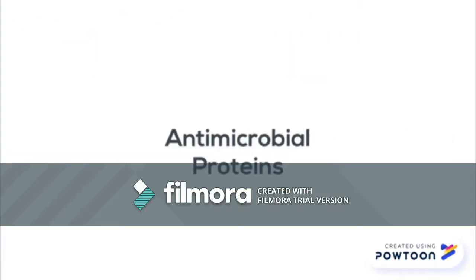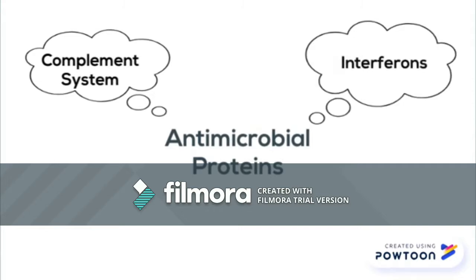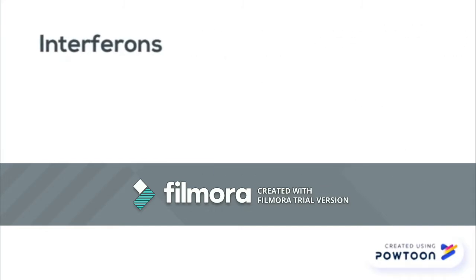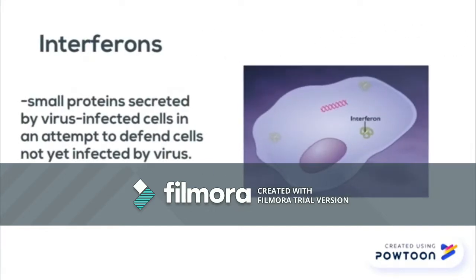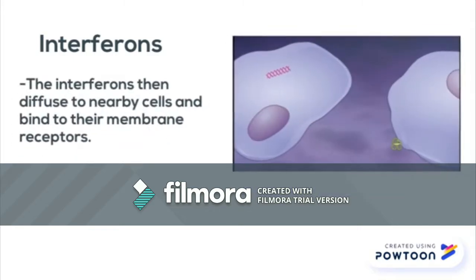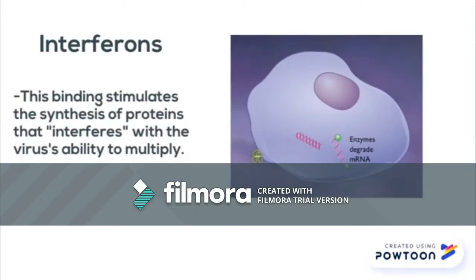Antimicrobial proteins include the complement system and interferon. Interferons are small proteins secreted by virus-infected cells, which then diffuse to neighboring cells, stimulating them to synthesize proteins that can interfere with viruses' ability to multiply.